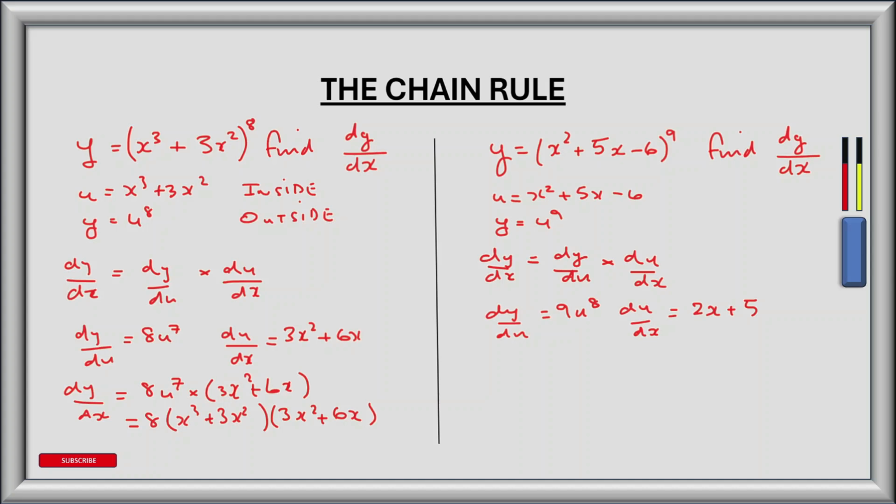So dy by dx, which is what we want to find, is equal to dy by du, so it's 9u to the power of 8 multiplied by 2x plus 5. Now substituting for u in this expression, we have 9 and then u is equal to x squared plus 5x minus 6. So 9 times (x squared plus 5x minus 6) to the power of 8, multiplied by 2x plus 5. And that's our answer.